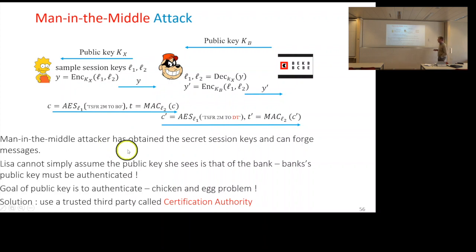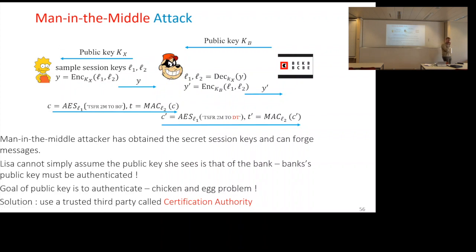He has obtained the secret session keys because he fooled Lisa into believing that he was the bank. So Lisa sends something that's secret to what Lisa believes to be the bank, but in reality is the attacker. Right. So the secret key is known here. And the bank believes she's talking to Lisa, but she's in reality talking to the attacker. So that's called a man-in-the-middle attack.